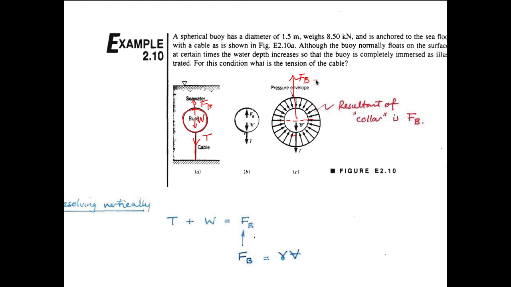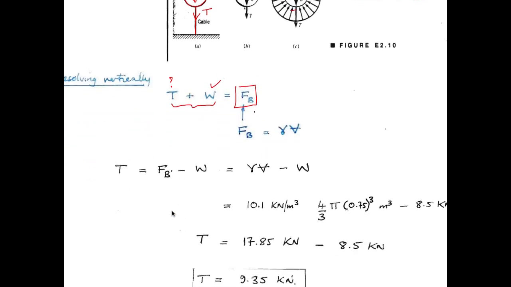And we can always calculate that just from the unit weight of the water in this particular case multiplied by the volume of this spherical component. So resolving vertically in the downwards direction, we have the tension in the cable plus the weight. In the upwards direction, we have the buoyant force. We know exactly what the buoyant force is. We can calculate the weight because we're given the weight, and so the only thing to be able to calculate here is the tension in the cable.